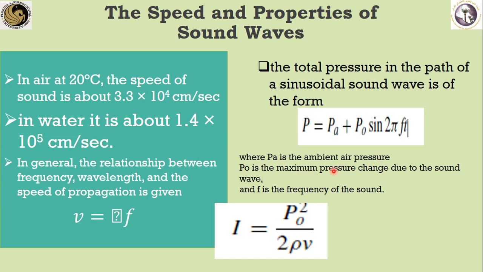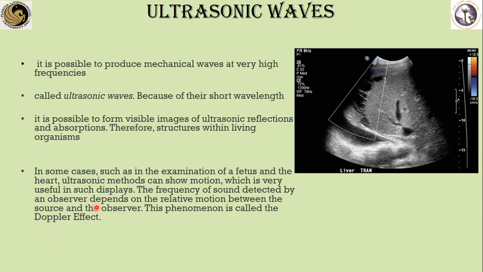And the intensity of sound is given by the equation P naught square divided by 2 rho V, where rho is the density of the material or the environment, such as water or the air.